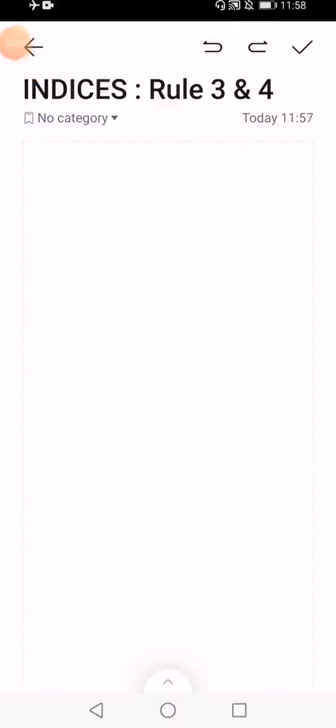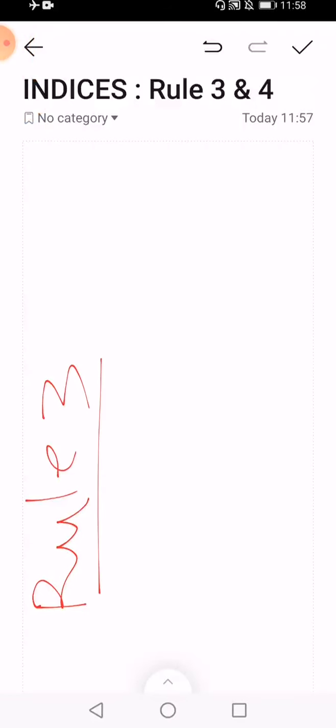Welcome back. Let us look at rule 3 now. Rule 3. What does that rule talk about? This rule talks about dividing powers with the same base. Dividing powers of the same base.